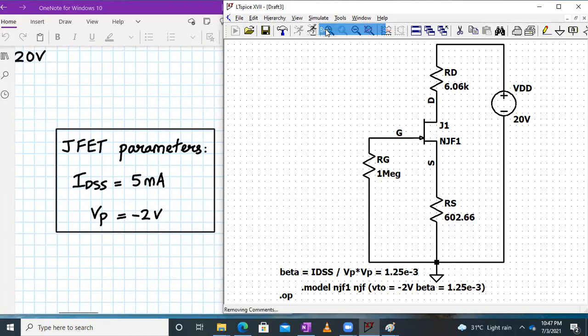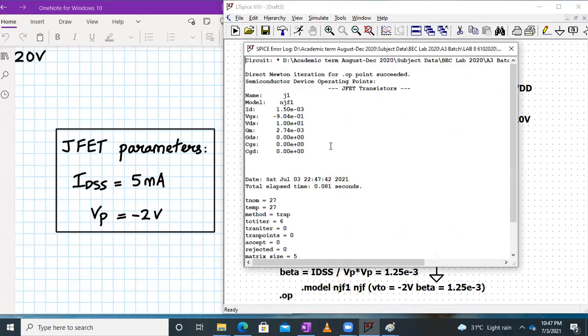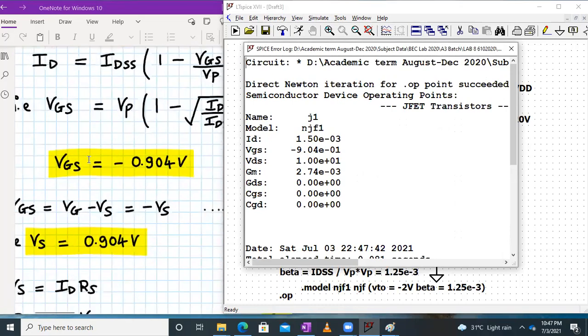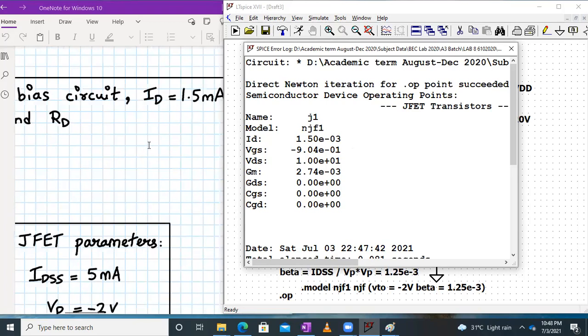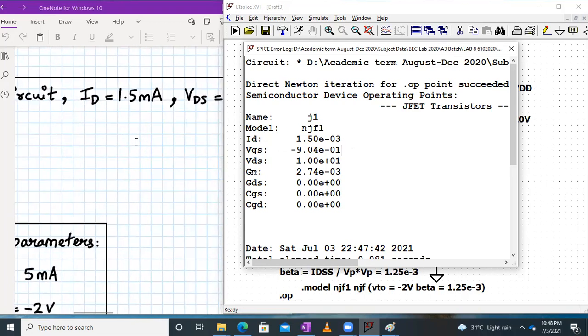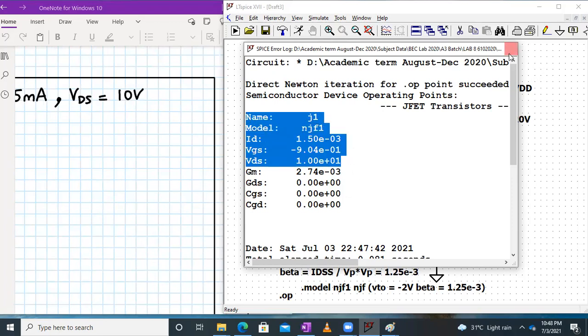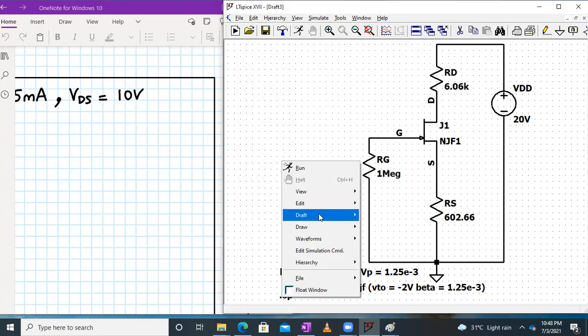Now let us simulate this and check out whether we are getting the proper values. We'll go to view, we'll go to SPICE error log, and here are all the values which we are getting. What's the value of VGS? VGS is -0.904 and it is -9.04 into 10 raised to -1. That is same. What is the ID value? ID value was given in the numerical as 1.5 and it is 1.5. VDS value was 10, it is 10 over here. You see it is 1.00 into 10 raised to 1. So that is 10. All the values are exactly matching for this numerical also. Let me add those values over here.